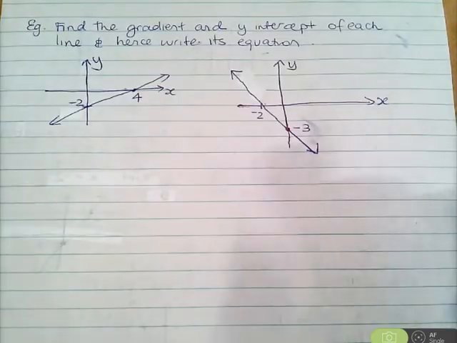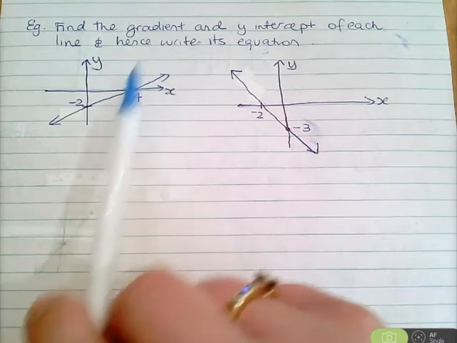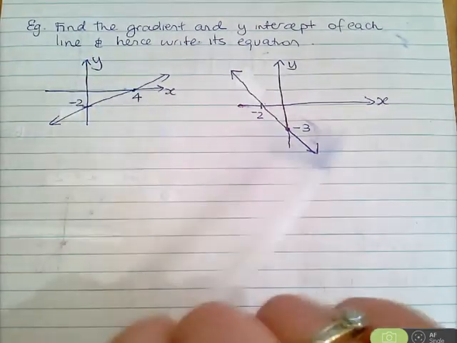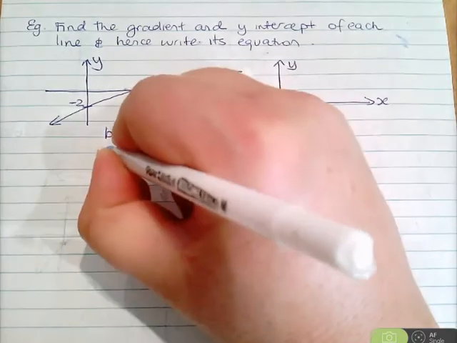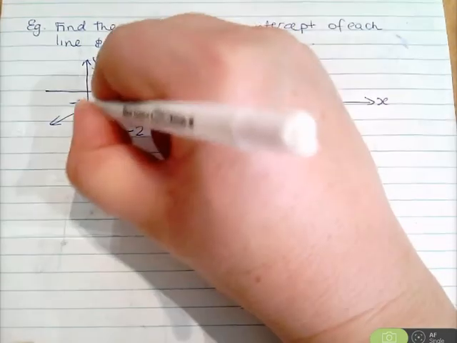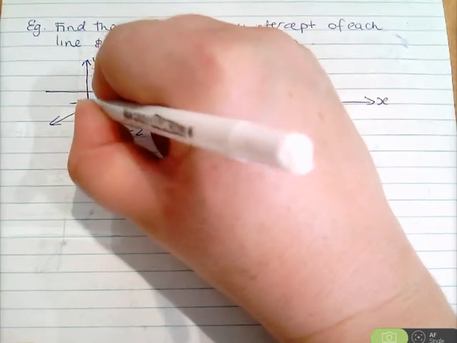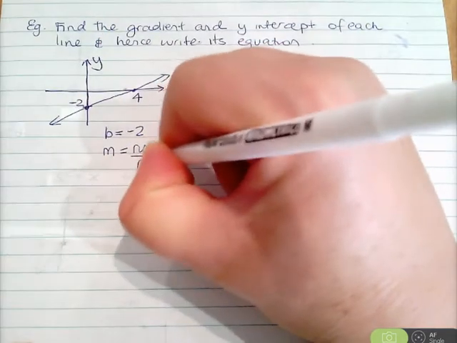Okay, now another type of question. Find the gradient and the y-intercept of each line below and hence write its equation. We can see here that the y-intercept is negative 2. Now for the gradient, we're going from negative 2 up, we're rising, so gradient is rise over run.